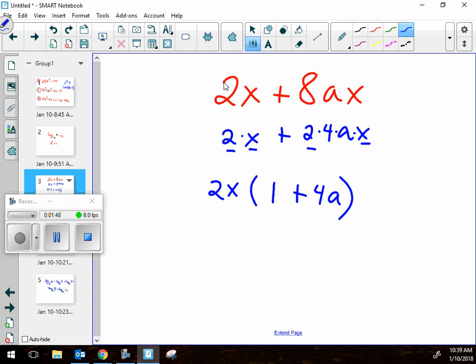Raise your hand if you had that right. Why do you need the 1? I mean, couldn't you say, well, you take out the 2x and it's gone? Why can you prove to somebody you need that 1? Yes?